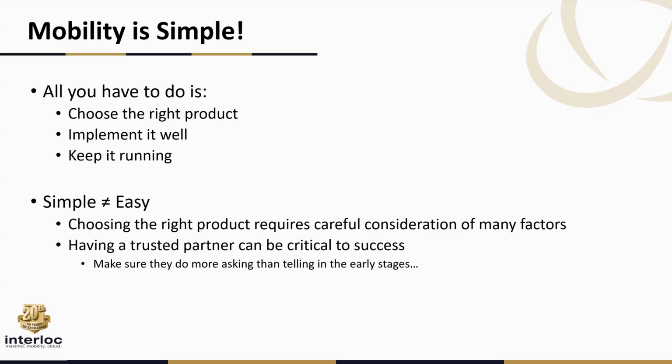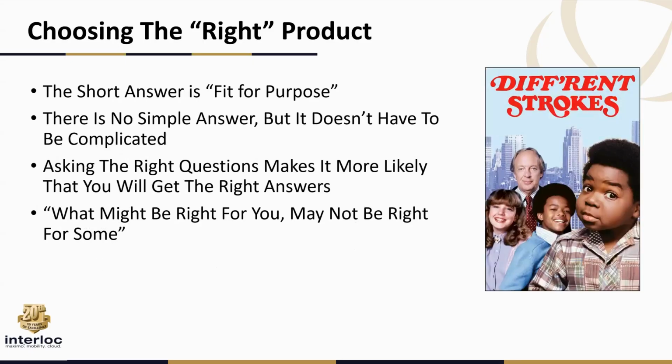Anyway, the critical thing about getting a good partner is make sure that they do more asking than telling in the early stages and are really focused on getting you what you need rather than what it is they're trying to sell you. So when you choose the right product, and I realize this is a reference that may not land for anybody outside the US or anybody under, I don't know, 40, 42.